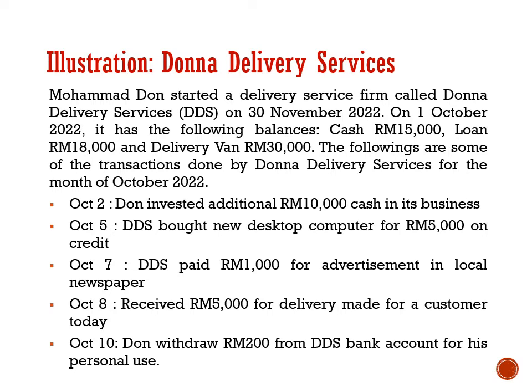In the illustration, we have Muhammad Don, who started a delivery business called Donut Delivery Services, henceforth DDS, on 30th November 2022. On 1st October 2022, it has cash of 15,000, loan from bank of 18,000, and a delivery van worth 30,000. The question also shared 5 transactions by the business in the month of October. Have a read through the transactions before we proceed. Pause this video and resume when you are ready.